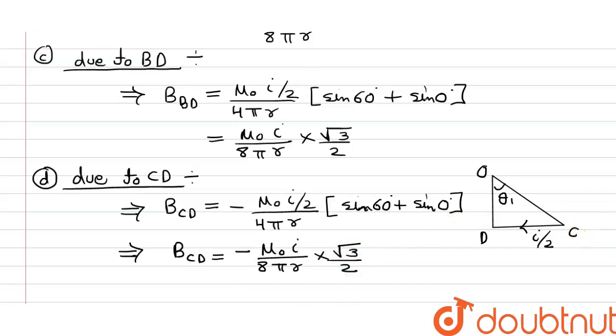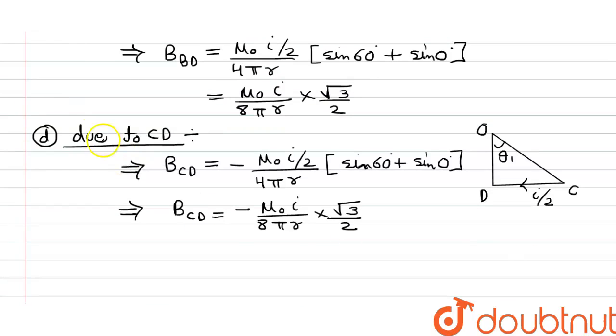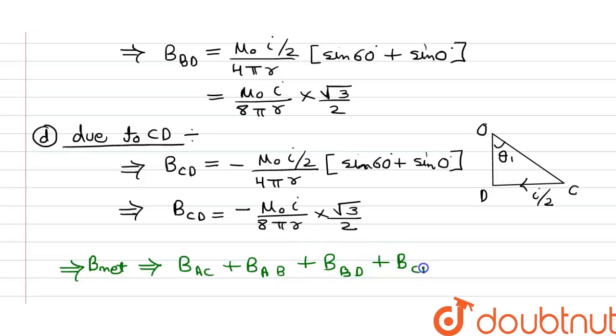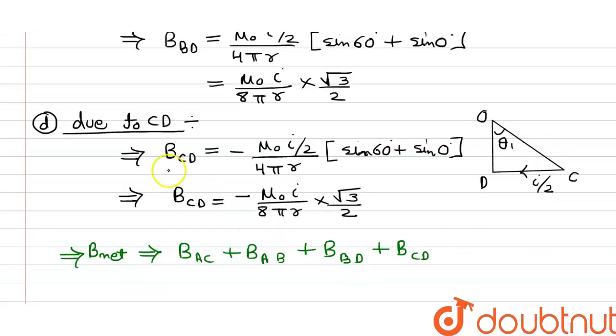Now if we add all these 4 terms, then we will get our final answer. So our final answer will be magnetic field net is equal to, we want to add magnetic field due to AC plus magnetic field due to AB, magnetic field due to BD and magnetic field due to CD. As we can see that CD and BD has same answer, so this will cancel out with opposite signs. So finally we will get our final answer. If we add all these terms, it will give us 0. This is our final answer.